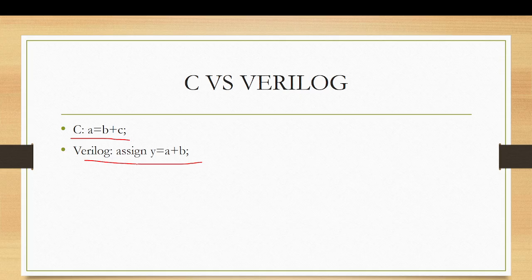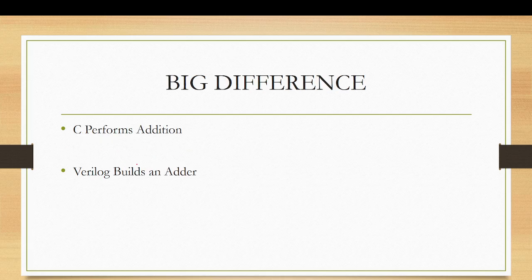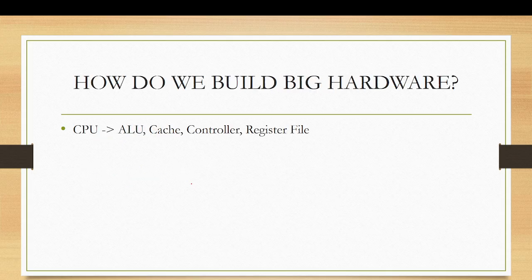And this is where beginners either understand HDL or stay confused forever. C says perform addition. Verilog says build an adder. One is an instruction, one is hardware. That single idea is the foundation of RTL design. If you understand this, the rest of Verilog becomes much easier.